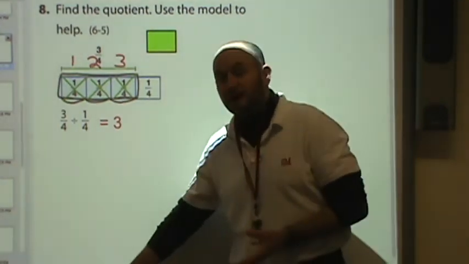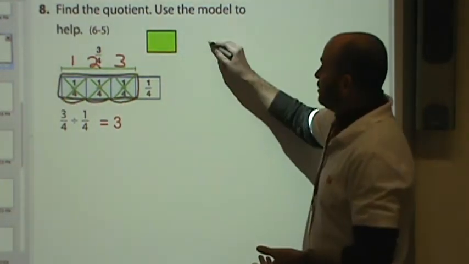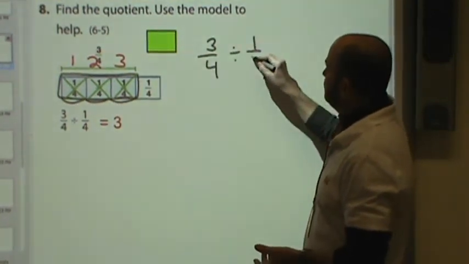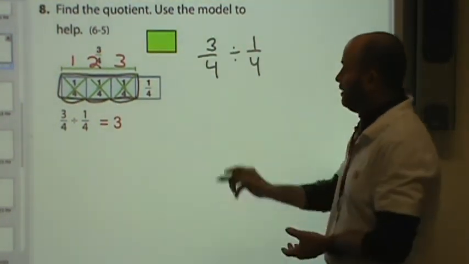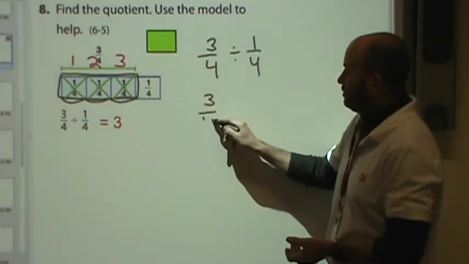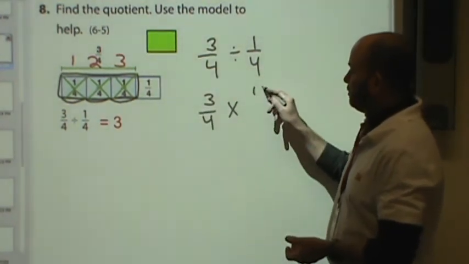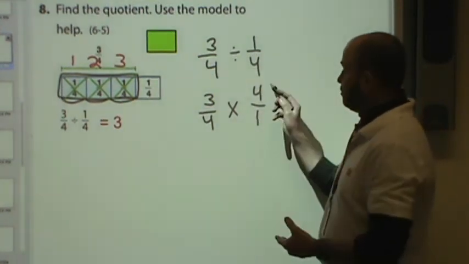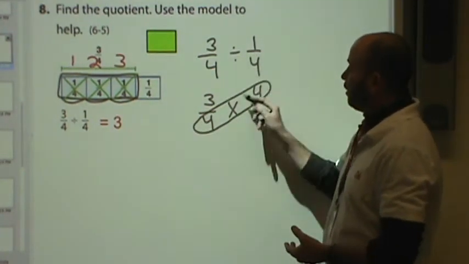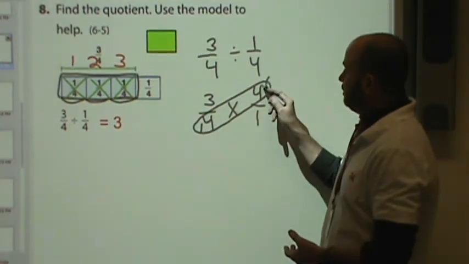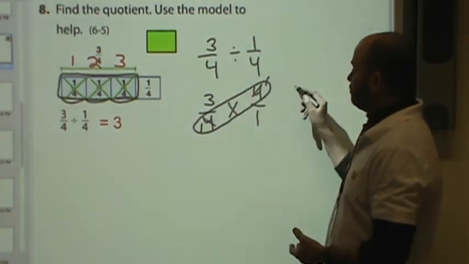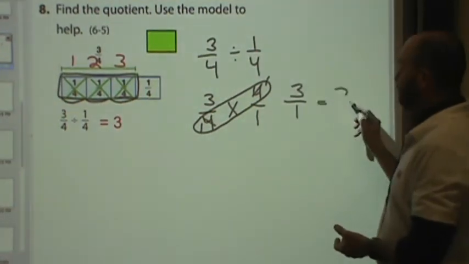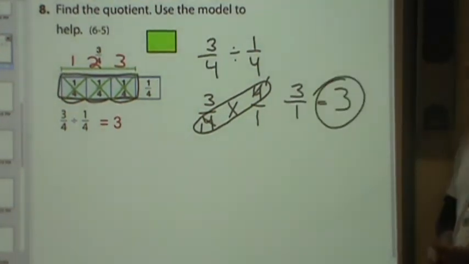Now, if you did it mathematically, you would set it up like this. You would have 3/4, create a reciprocal over 1, and now you would simply do your division. 4 and 4 can be simplified down to 1. 3 times 1 is 3, and you end up with 1, and therefore you can see where you get your quotient of 3.